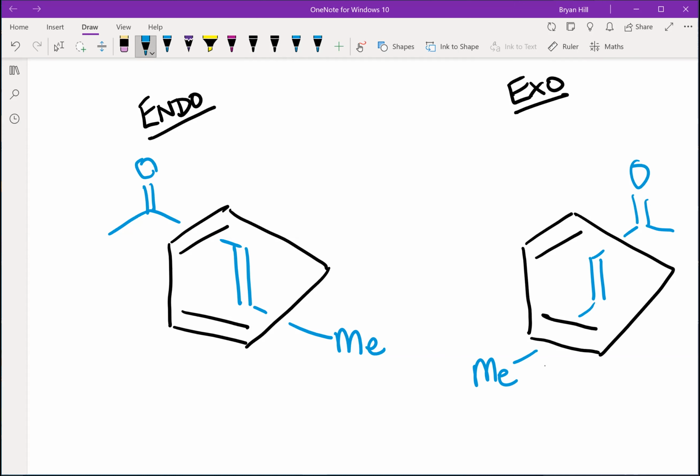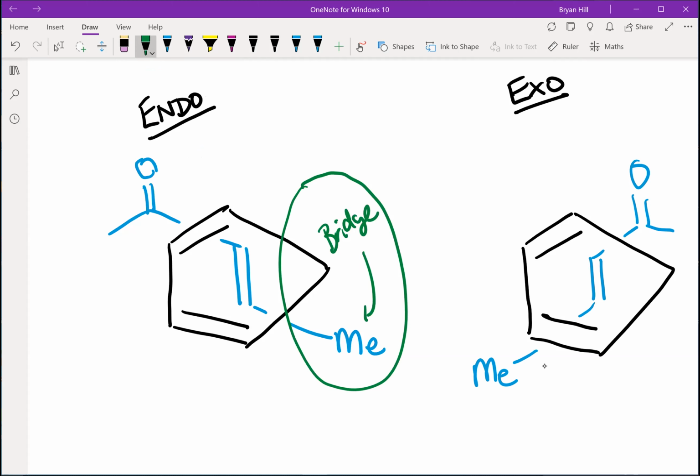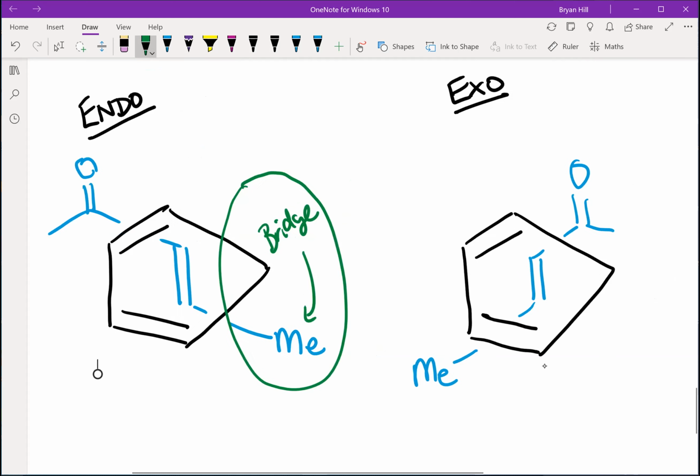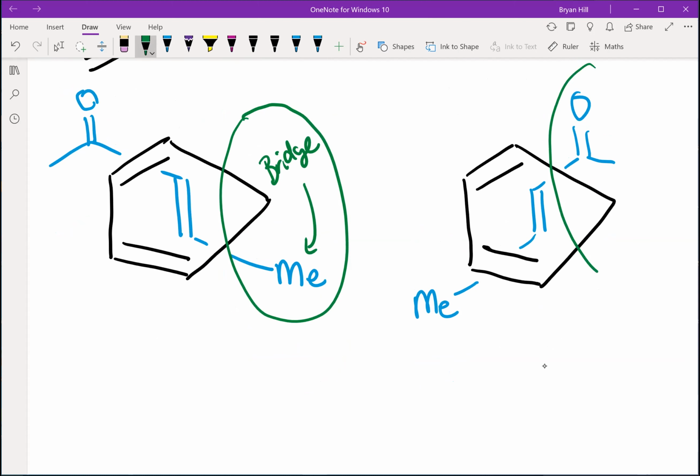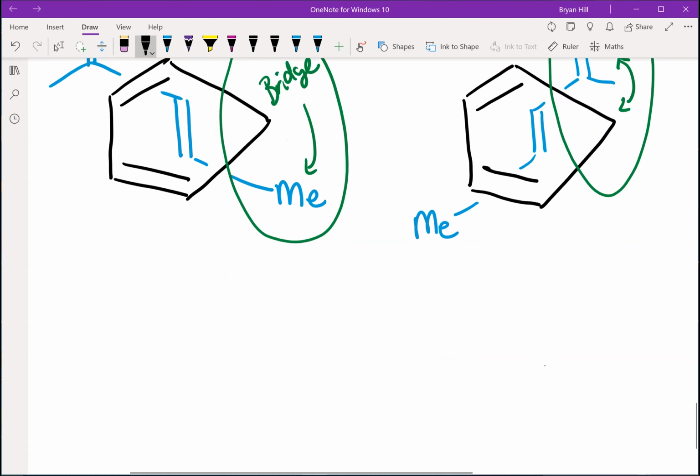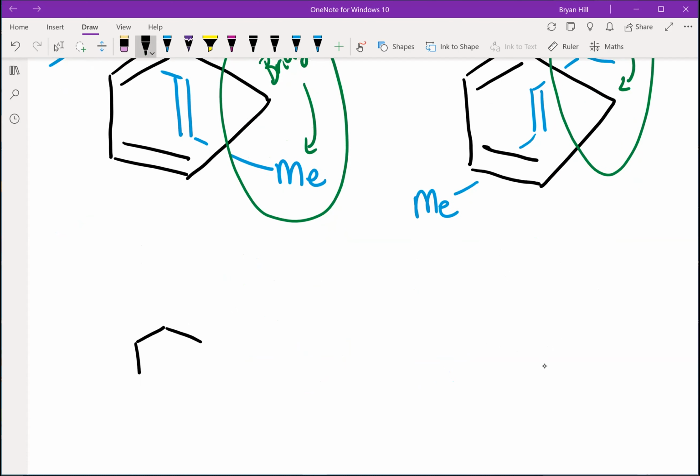And so if we circle the things that are on the right-hand side here, in the endo transition state, you'll see that the bridge is on the same side as the methyl group. And in the exo, it is the carbonyl which is on the same side as the bridge. So our two products will look like this. This one is on the same side as the methyl group, so that will be down.